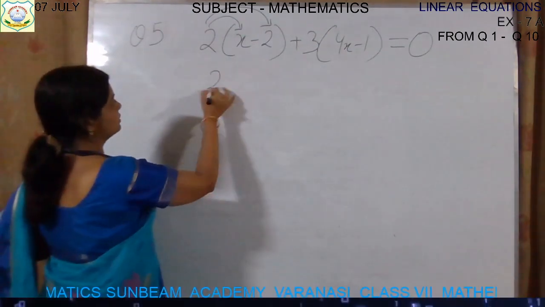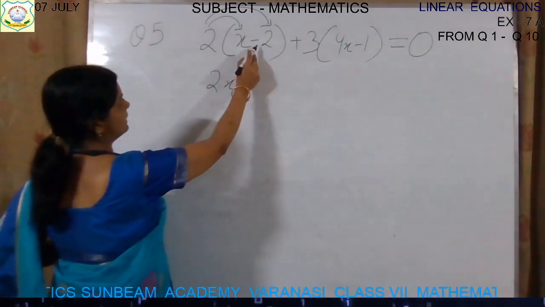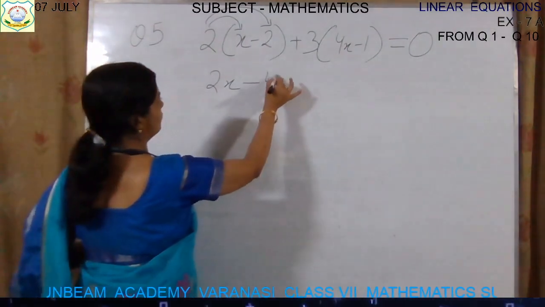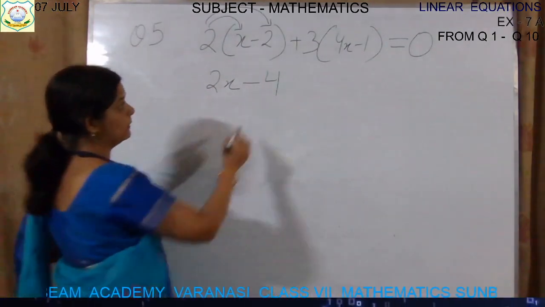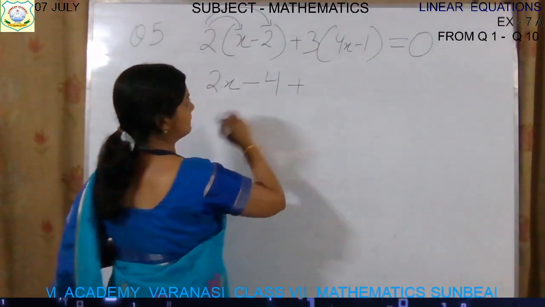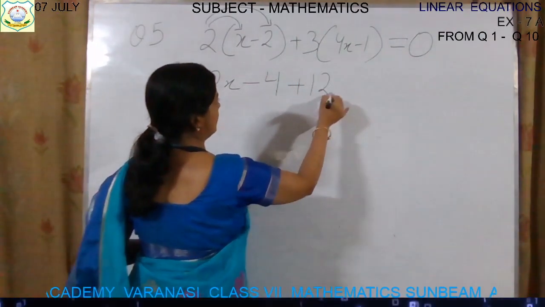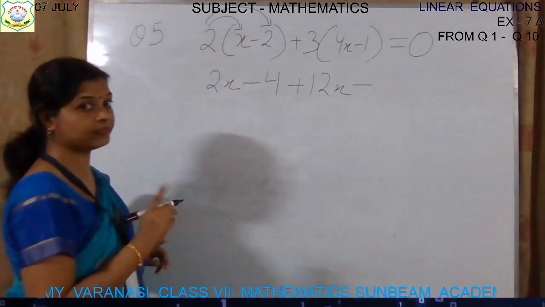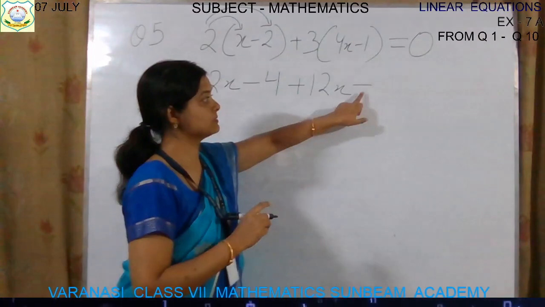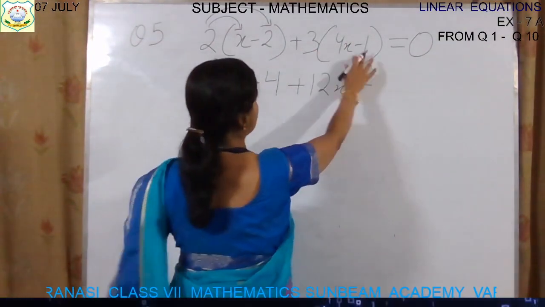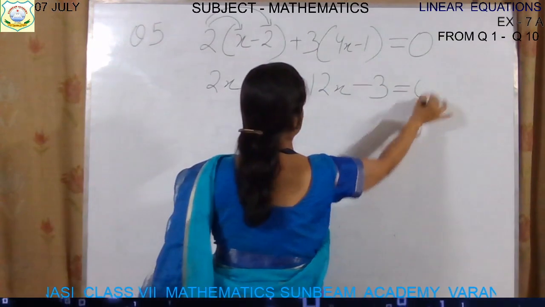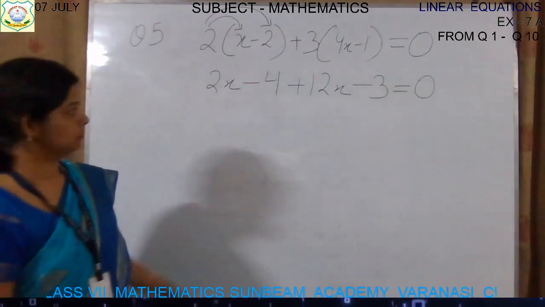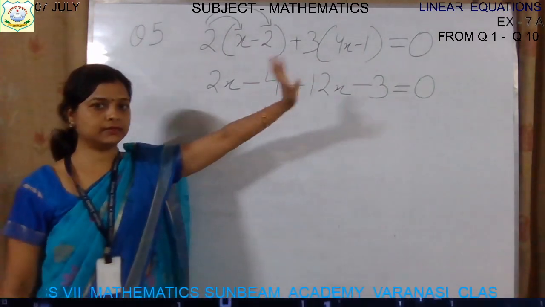2 into x, 2x. Plus minus, see the sign. Plus minus is minus. 2 twos are 4. 2 twos are 4. Plus plus will come. 3 fours are 12x. Plus minus, different sign, children. If the signs are different, minus will come. Plus minus minus and 3 into 1, 3 ones are 3 is equal to 0. Clear? Now total 4 terms and at that side it is 0.